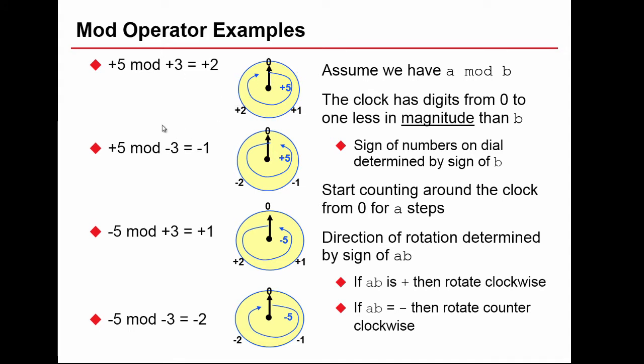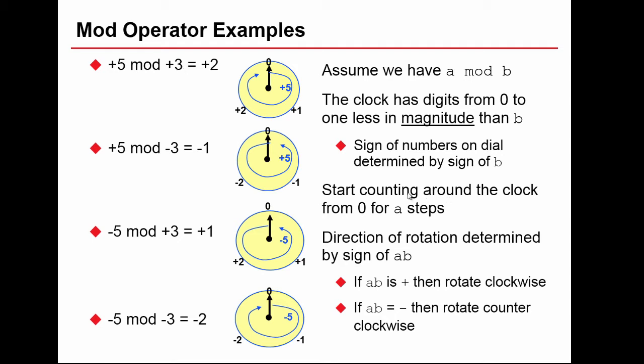So what we've got again is a combination of operands using both signs plus or minus, and the operands we've chosen are 5 and 3, not for any particular reason. We could have chosen anything we liked. The way in which we can work out the mod operator in our head quickly is that if we're given an expression A mod B, imagine a clock that has digits from 0 to 1 less in magnitude than B. And the sign of the numbers on that dial is determined by whatever sign B is. So in this case, as we've got plus 5 mod plus 3, our clock will have the digits 0 to plus 2, because 2 is 1 less than 3 and the sign of this second operand is positive.